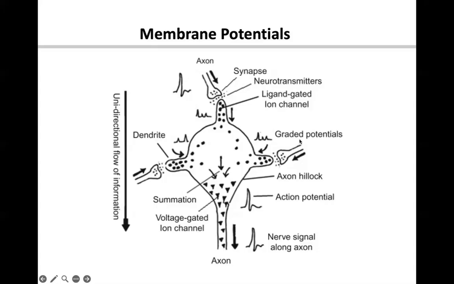These graded potentials can move to a certain point, which is known as the axon hillock. These graded potentials can sum up together and come to the region of the axon hillock. And in the axon hillock, it can lead to an action potential. Again, what is action potential?